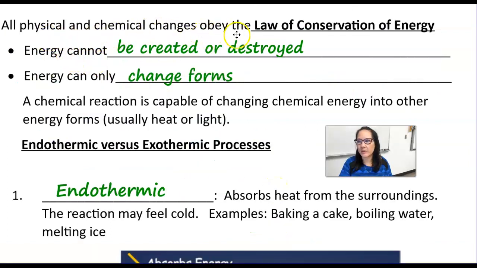Finally, all physical and chemical changes obey the law of conservation of energy. Energy cannot be created or destroyed. Energy can only change forms. A chemical reaction is capable of changing chemical energy into other energy forms. It's usually going to be heat or light. So endothermic versus exothermic processes is what we're focusing on.